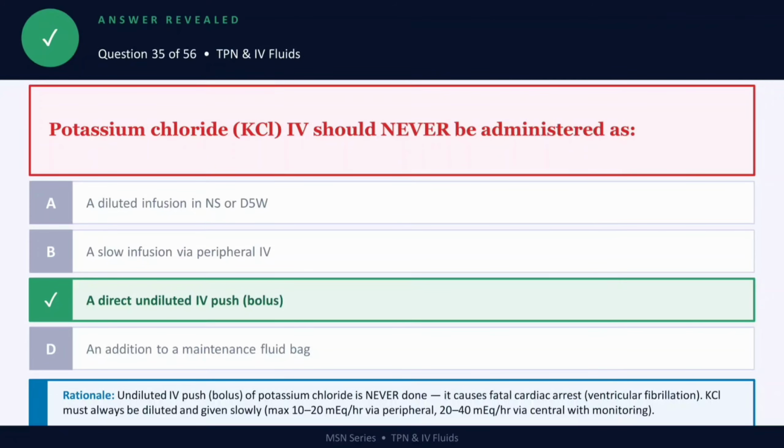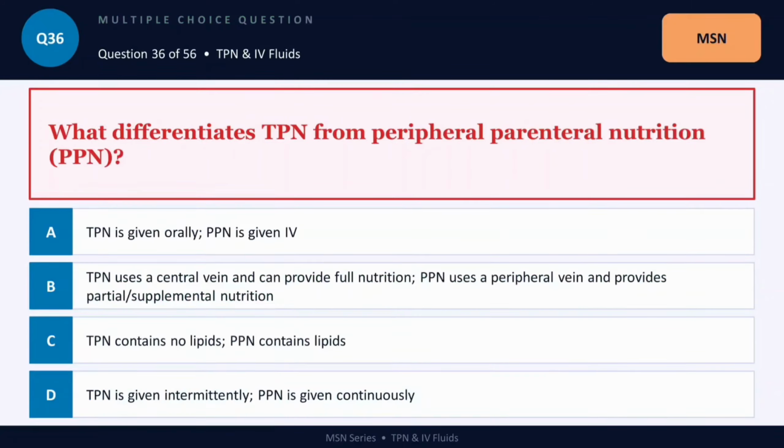Rationale: undiluted IV push of potassium chloride is never done. It causes fatal cardiac arrest. KCl must always be diluted and given slowly, maximum 10 to 20 ml per hour via peripheral and 20 to 40 ml per hour via central, with monitoring.